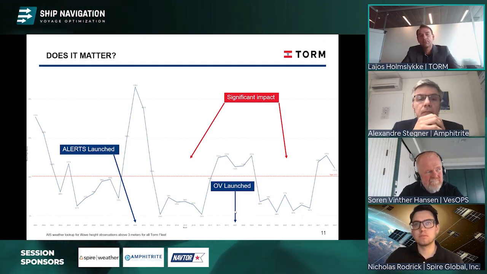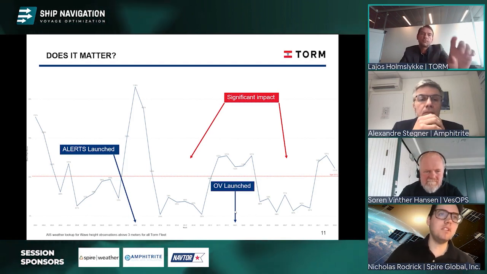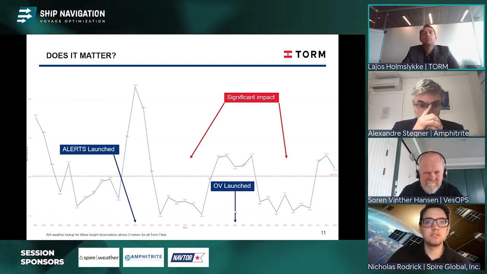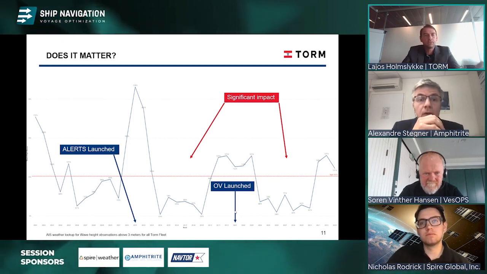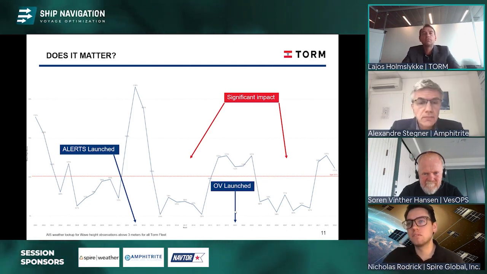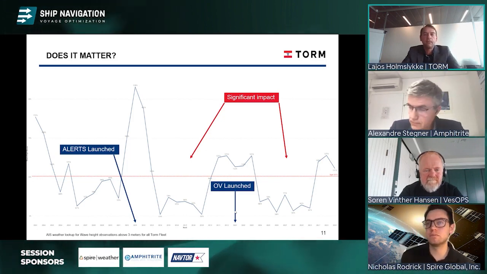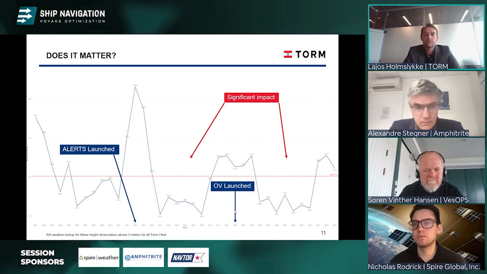And as you can see from the graph, we have actually managed to remove the bad weather seasons after we launched our alerts, and also after we launched our OV, which is the name for this automated routing system. And we have cut off the upper part of the worst sea heights being observed on board our ships.